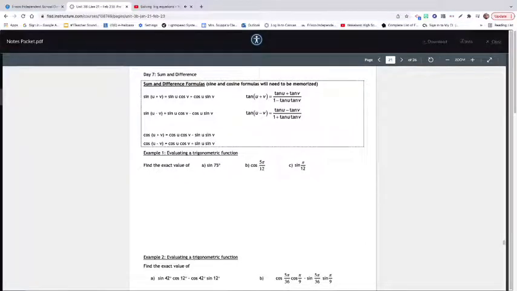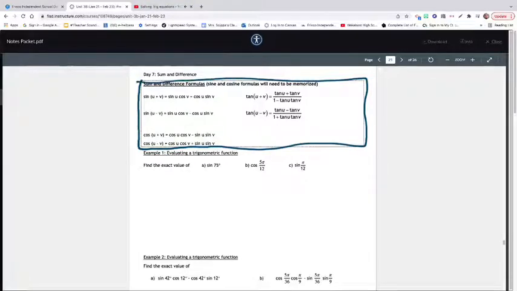Okay, on these notes, we're going to be using these rules right here that you need to have memorized. The sum and difference, they're called sum and difference rules because basically if you have two angles that you're adding together, it will always work out to look like this. You take the sine of the first angle times the cosine of the second angle plus the cosine of the first angle times the sine of the second angle.